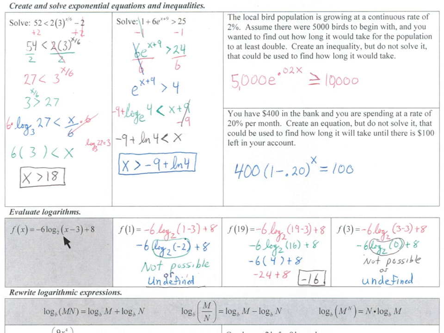Now this problem's a little different. It's kind of like graphing logs. All I'm doing when I say f of 1 is say put 1 right here. 19, put 19 right there. 3, put 3 right there.